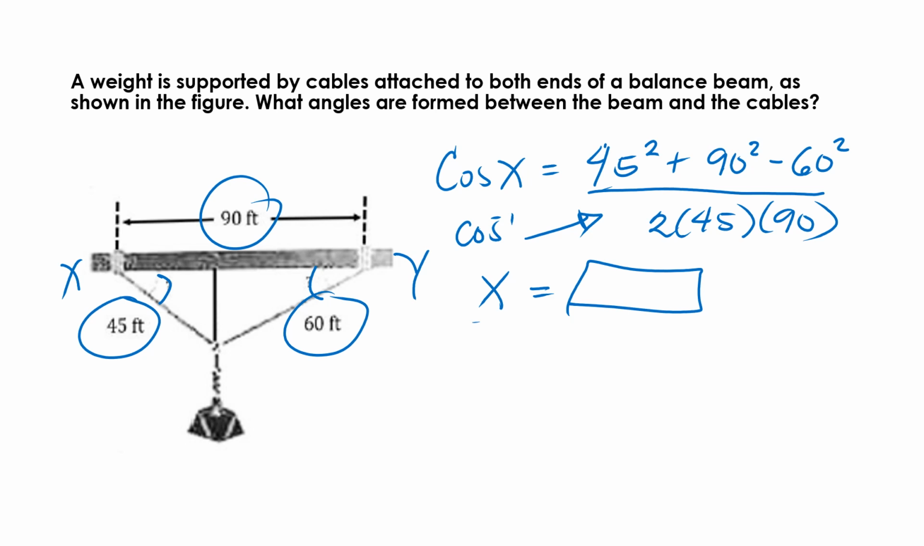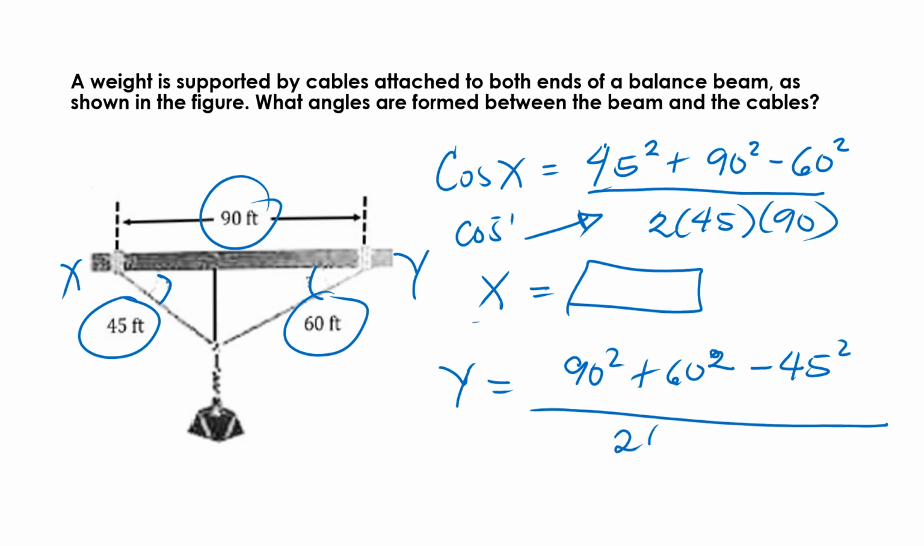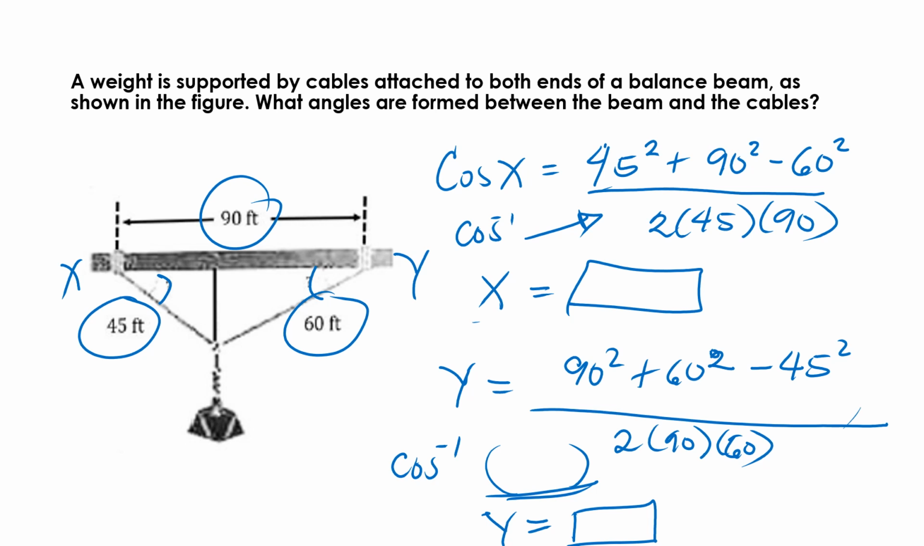Then for y, you're going to have 90 squared plus 60 squared, minus the opposite side squared, 45 squared, all over 2 times 90 times 60. Then get the inverse of cosine using your calculator, and you're already going to have the value of your angle y. So that's how you're going to answer your assessment number 5.